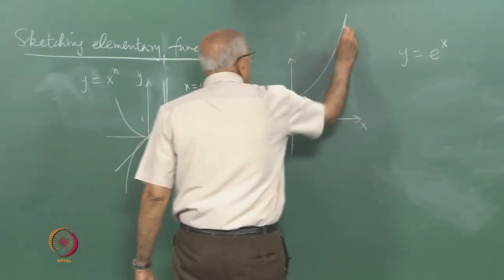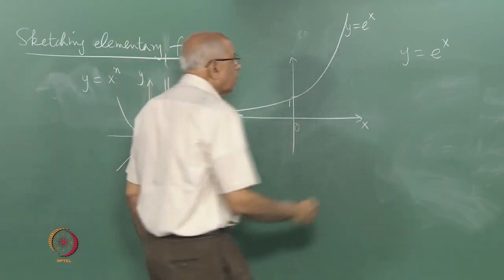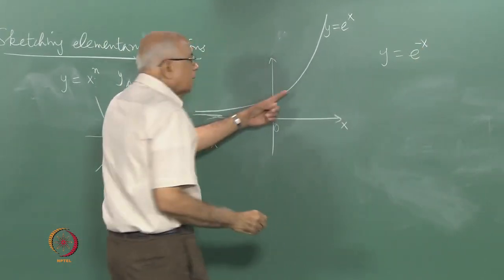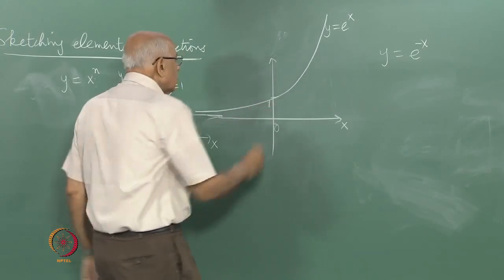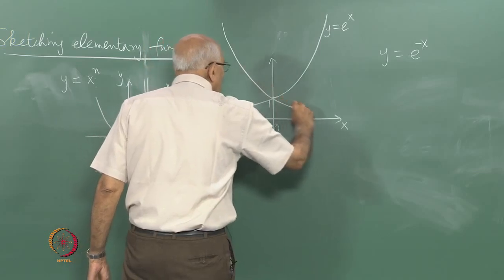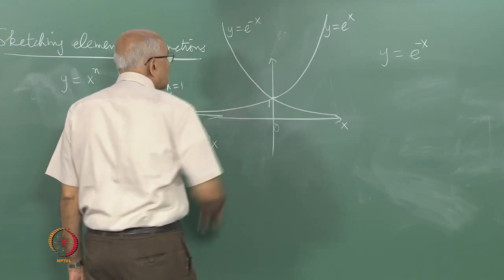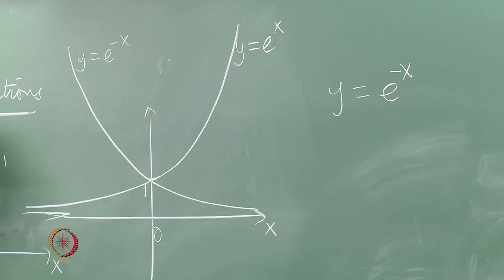So this is y equal to e to the x. I would like to now plot y equal to e to the minus x, and that is just the reciprocal of this function. So it goes through 1 once again, but it is the other curve, namely it goes down like this and decreases. So this is y equal to e to the minus x, also remains positive.